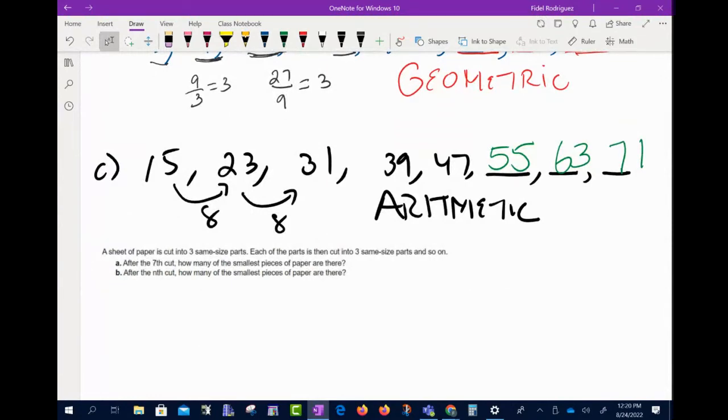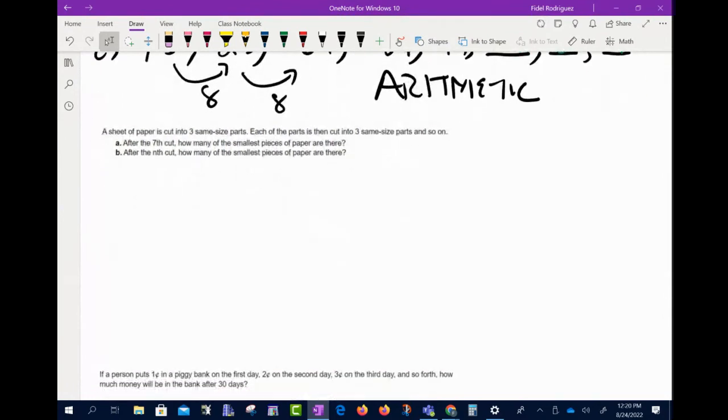Okay, so let's take a look at this next one here, y'all. Let's see if we can't figure it out. It says, a sheet of paper is cut into three same size parts, and each of those parts is then cut into three same size parts, and so on. After the seventh cut, how many of the smallest pieces of paper are there?